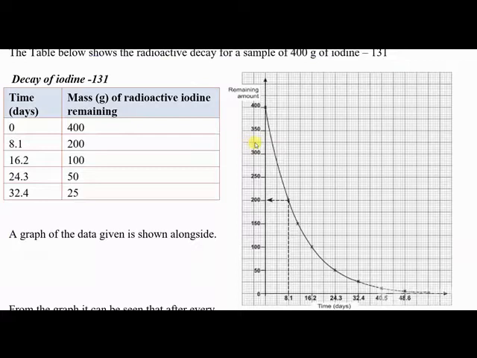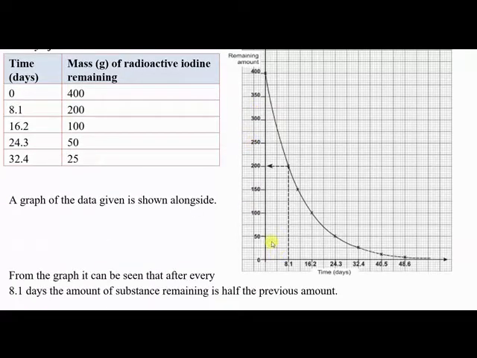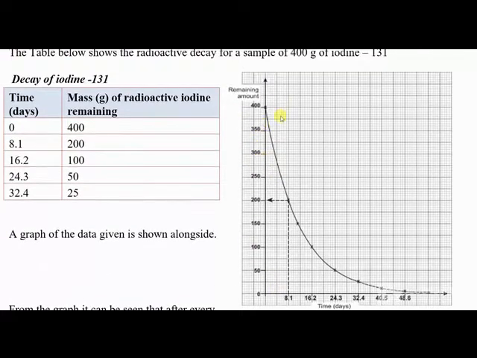So let me take you through this graph. I have a graph here of remaining amount against time. So we start with 400 and then look at this. The half is 200, another half is 100, and another half is 50. So we are going a half down the graph.